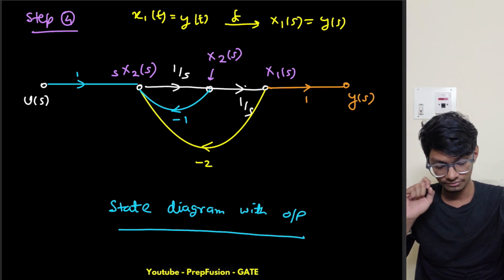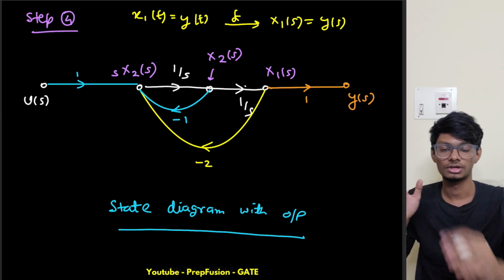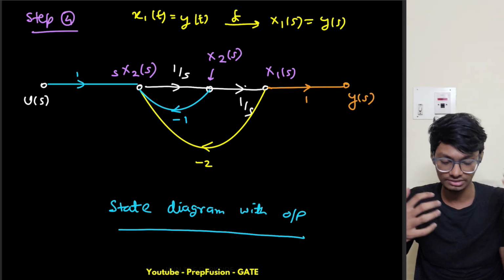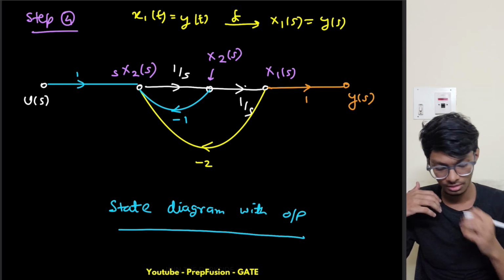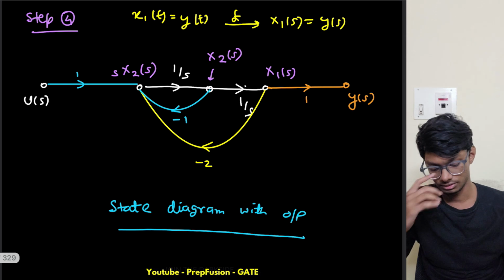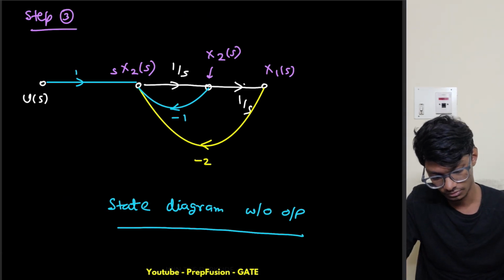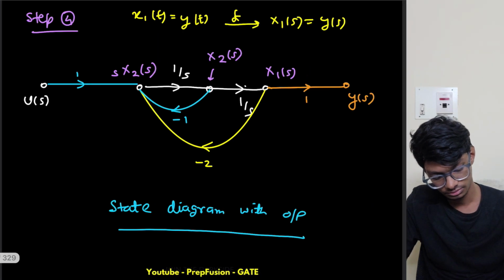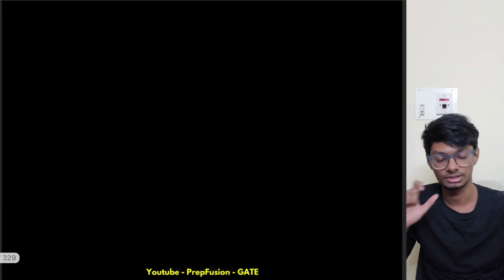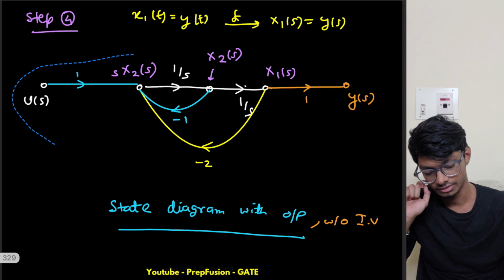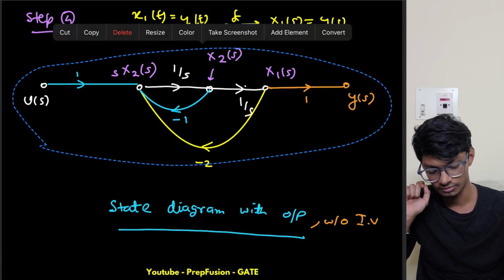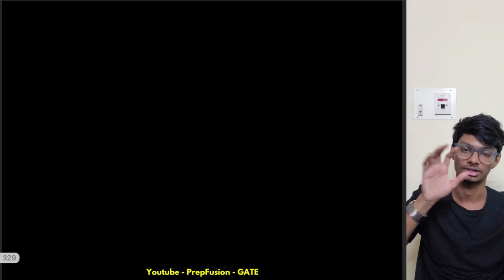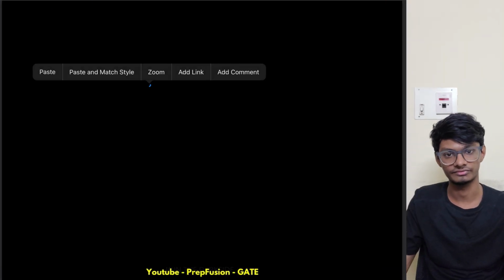But the first thing is we haven't considered the initial conditions. This is just a step by step process, and you have to remember these steps. The previous steps were without the initial values, but now we have to consider the initial conditions as well. So everything will be the same, just with x2 of s and x1 of s we will add the initial values, which are divided by s, as we learned in the previous method.